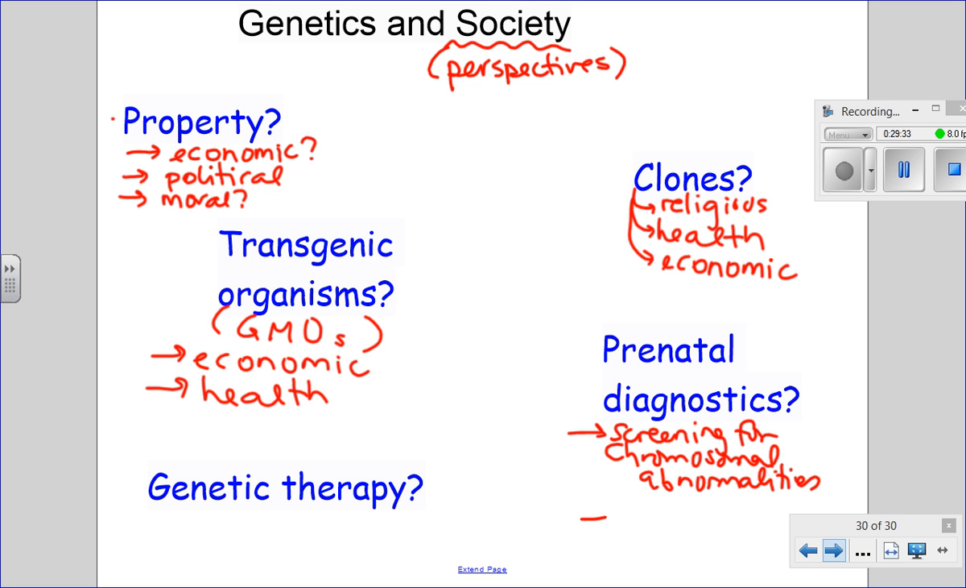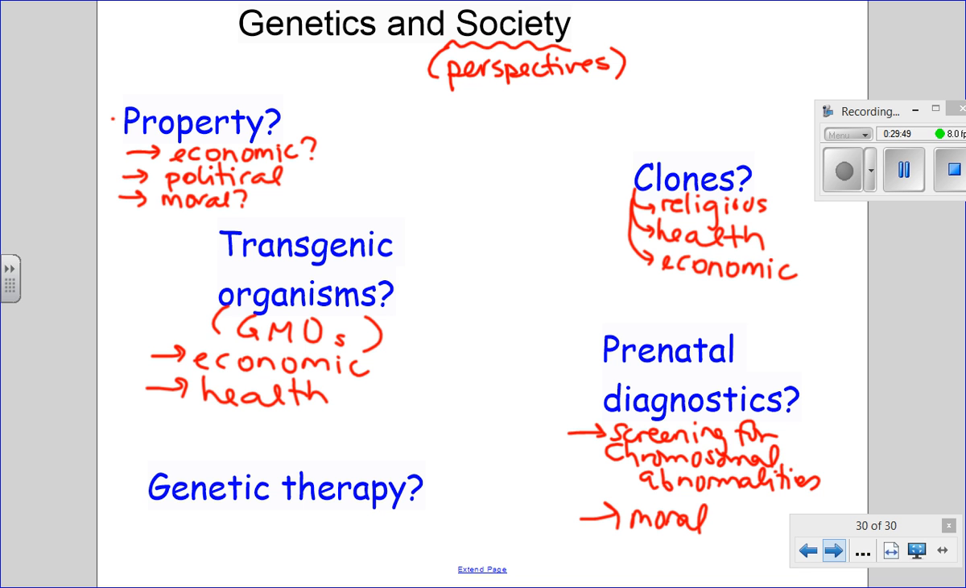But on the flip side, you might have some real moral questions. Would this increase the rate of people wanting to abort a baby because they know that it's going to be born with this chromosomal abnormality?